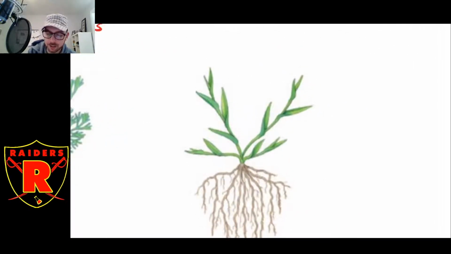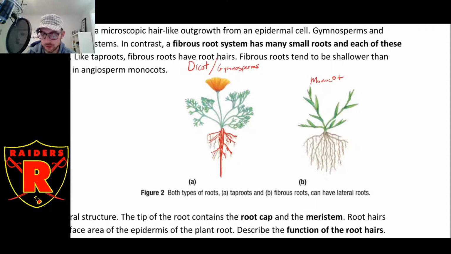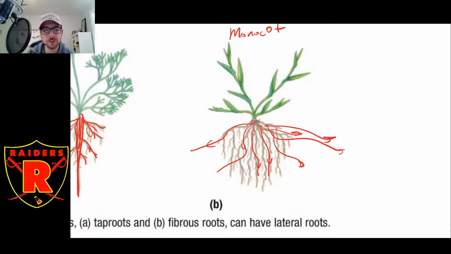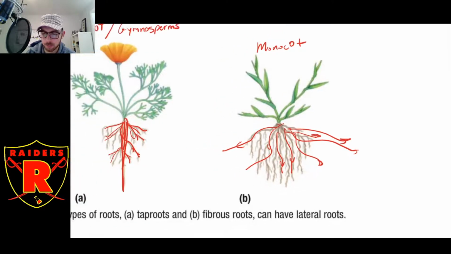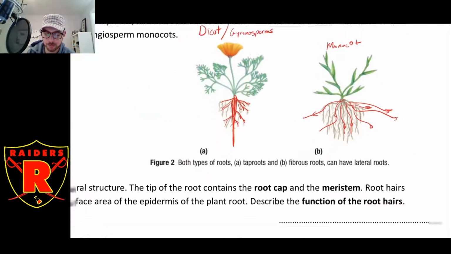Monocots, on the other hand, tend to always have fibrous root systems. So fibrous roots are roots that kind of just go out all over the place from the plant. They're great at preventing soil erosion. They're not so great at supporting really big vertical structures from the plant, but they're great for keeping a plant secured into soil. So monocots have fibrous roots, dicots and gymnosperms have taproots.